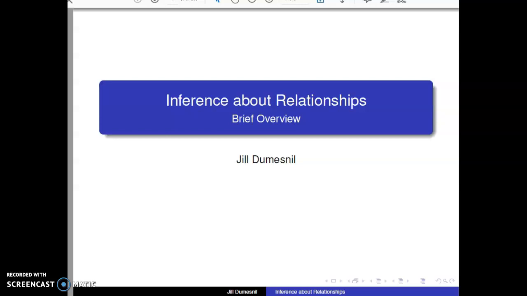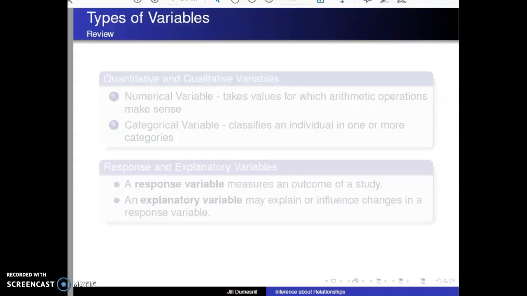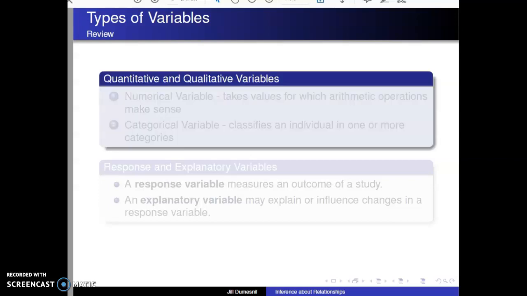In this video, we will introduce the concept of drawing inferences about relationships between variables. Let's review what we know about types of variables. Recall the distinction between quantitative and qualitative variables.